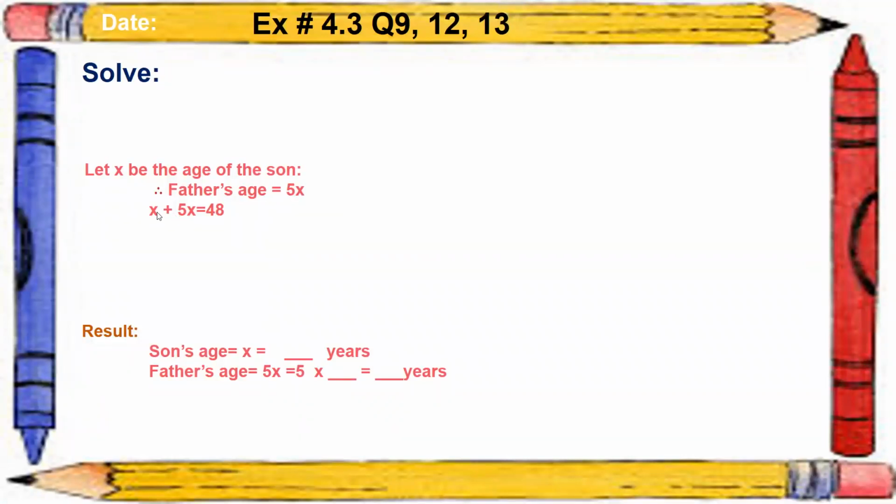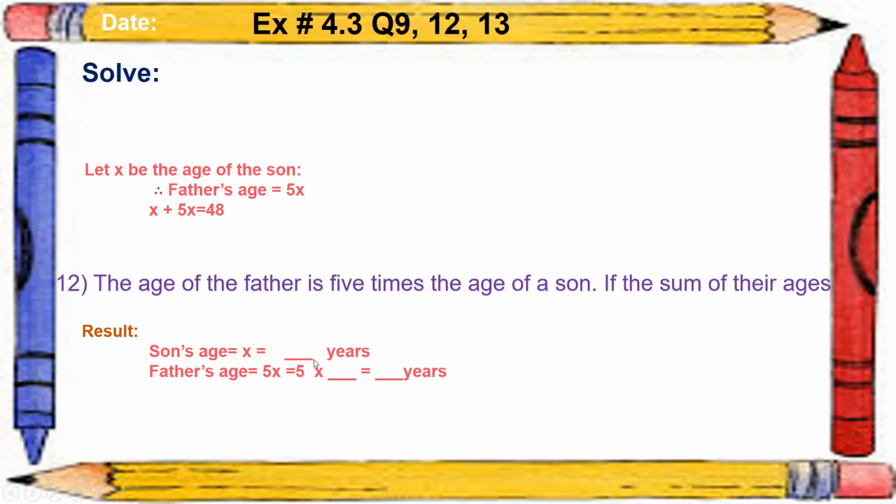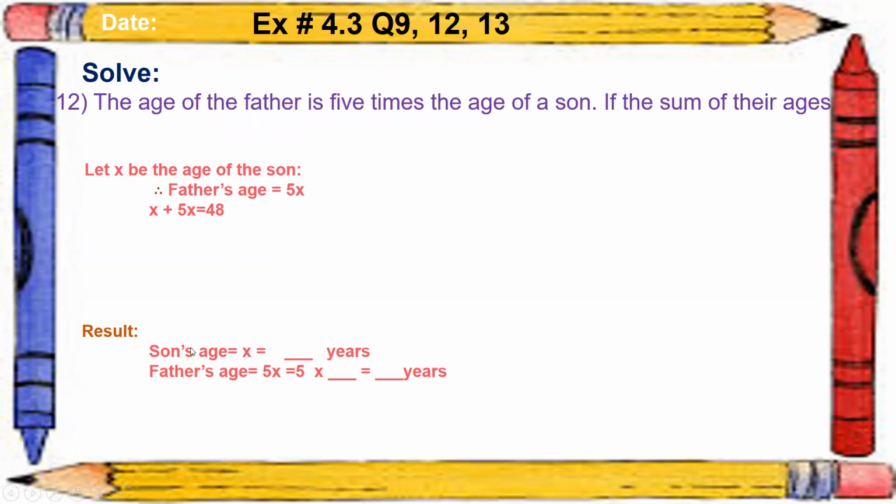So by adding x and 5x, we will get 6x. Okay, 6x is equal to 48. And just find out the value of x. x means the son's age. So in the end, you have to mention the son's age properly with years. And the father's age will be equal to 5x, 5 times the age of the son. Write down the age of the son over here and multiply it with 5. You will get the age of the father as well.